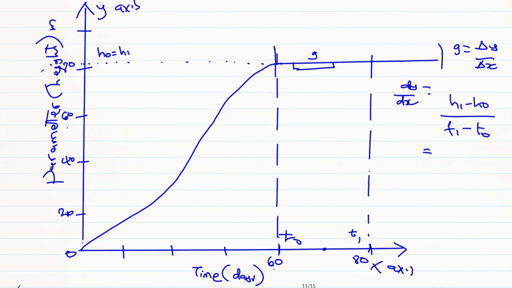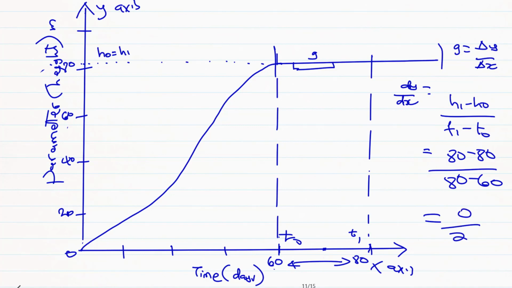That will give us 80 minus 80 divided by this change, which is equal to 80 minus 60, and so we have 0 over 20. Don't cancel this 0 and 0 and tell us the answer is 2. No, 0 divided by any number is equal to 0. So when the gradient is 0, it means that the stationary phase is flat.